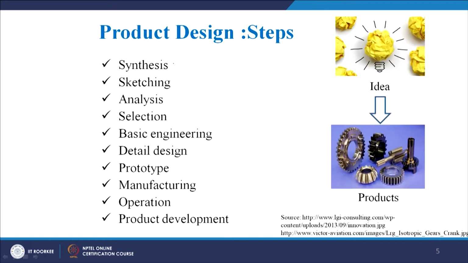Now these are the steps: synthesis, sketching. As we have seen in the previous slide, we try to sketch whatever ideas are coming to our mind. Then analysis is done. There are different ideas, so we analyze the ideas and select them, then we do the basic engineering as we have seen in the previous slide. Then the detailed design is done, prototyping is done, then the product is manufactured, it is operated, and then again the product development. Product development has to be a continuous process for any organization.